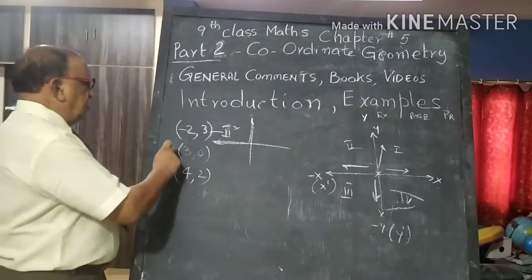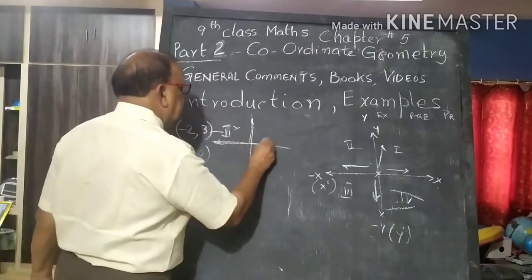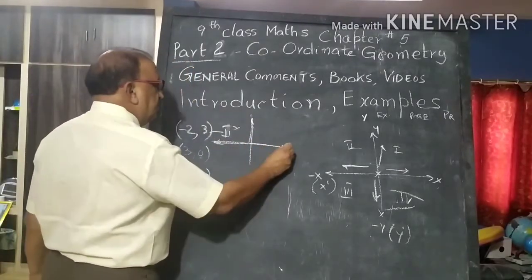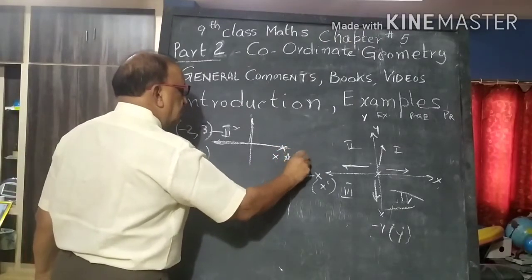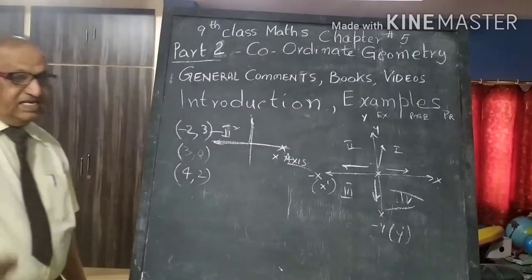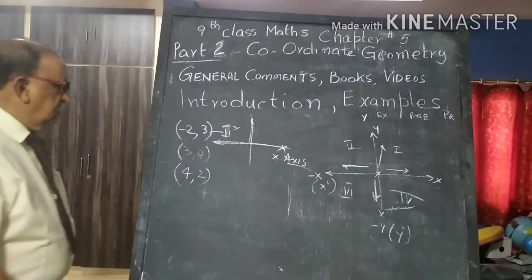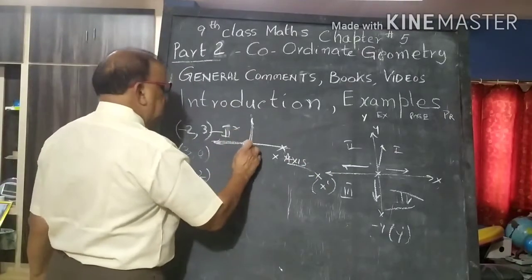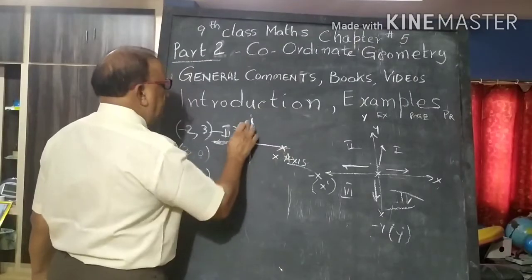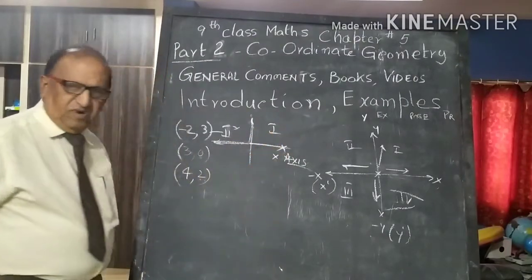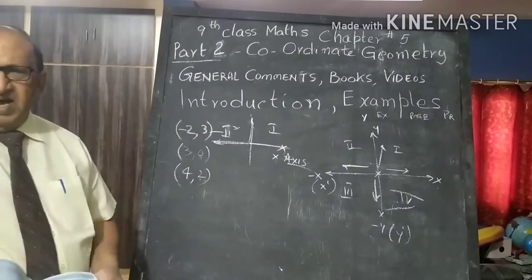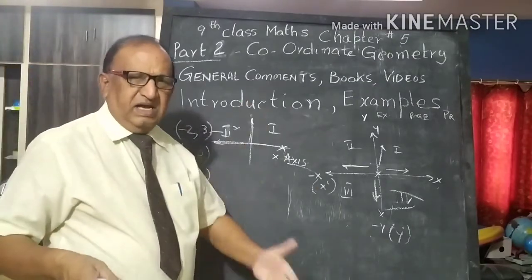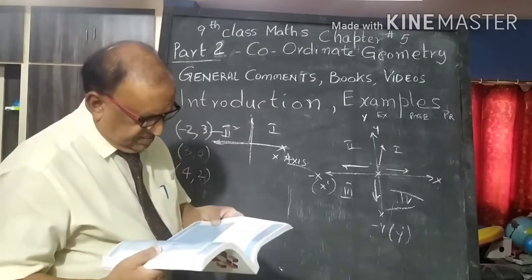Second quadrant. Similarly, (3, 0). That means the x coordinate is 3 and the y coordinate is 0. That means it is on the x axis. Okay? It is not in a quadrant, it is on the x axis. Similarly, (4, 2). This is positive, this also is positive, that means it is in the first quadrant. Understand? So what you do is, you represent these points on a graph paper, and immediately you can see that.